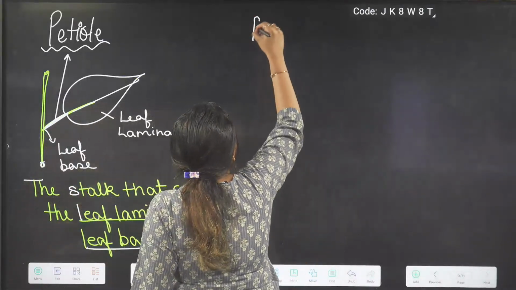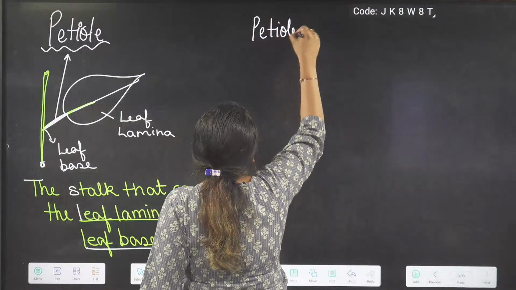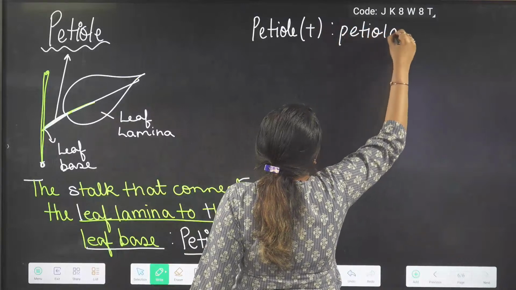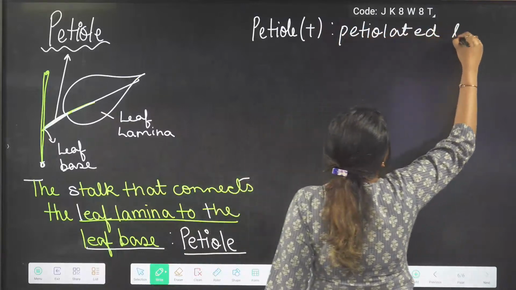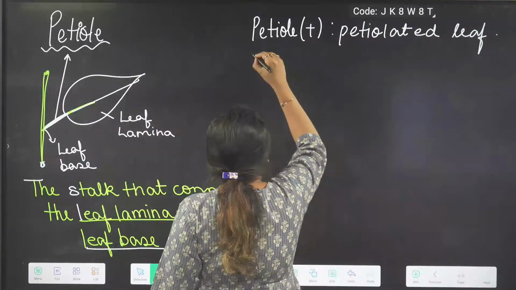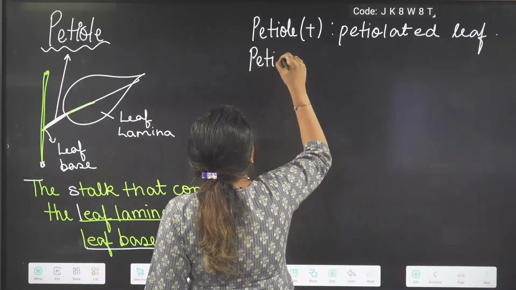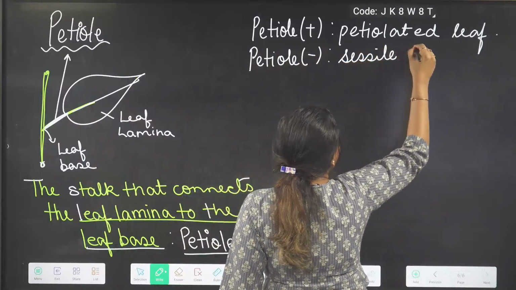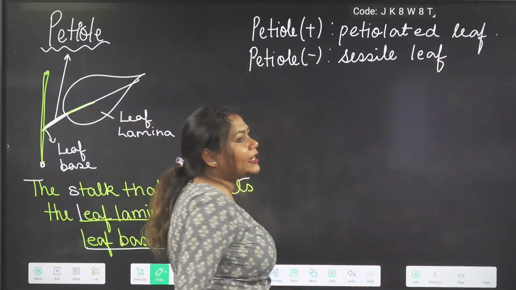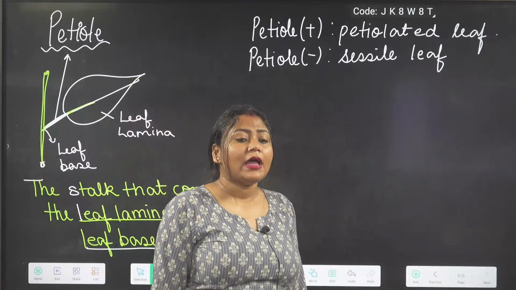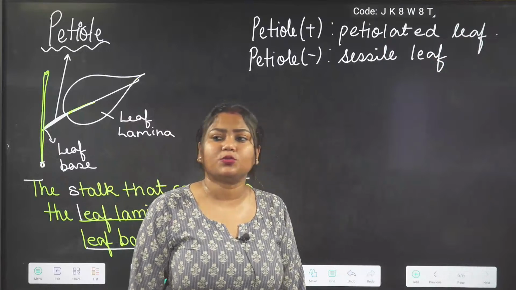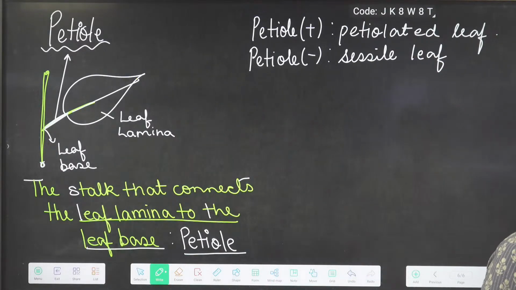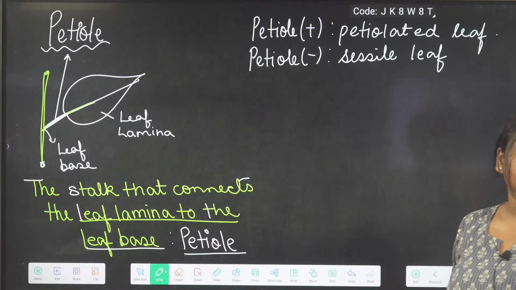In some plants, petiole is present. If petiole is present, it will be known as the petiolated leaf. If petiole is absent, it will be known as the sessile leaf. Leguminous plants are those plants which participate in nitrogen fixation.